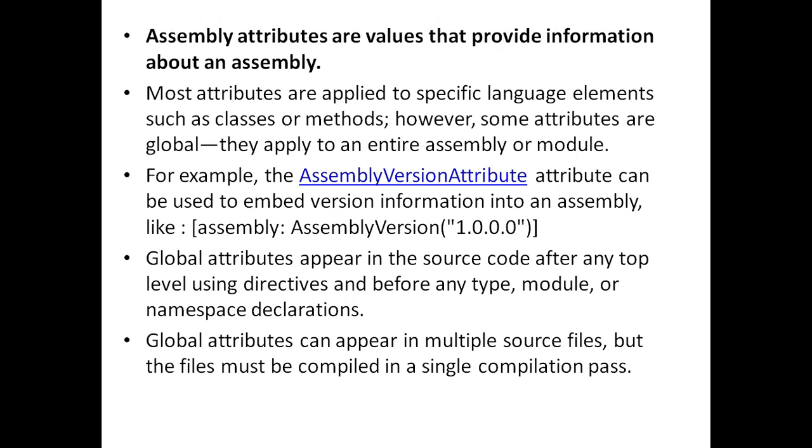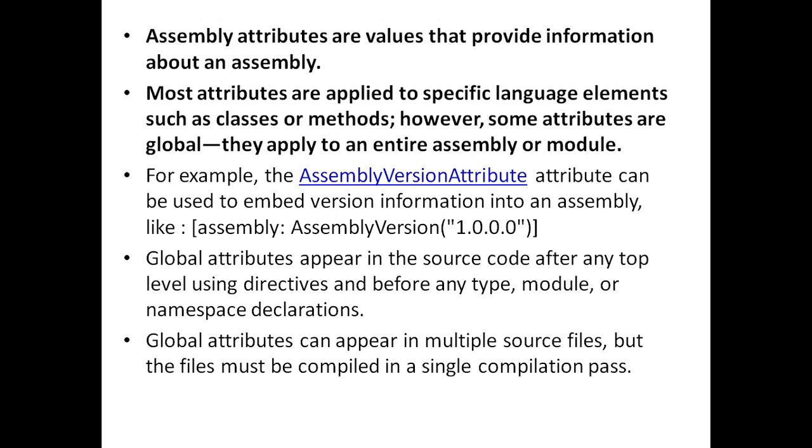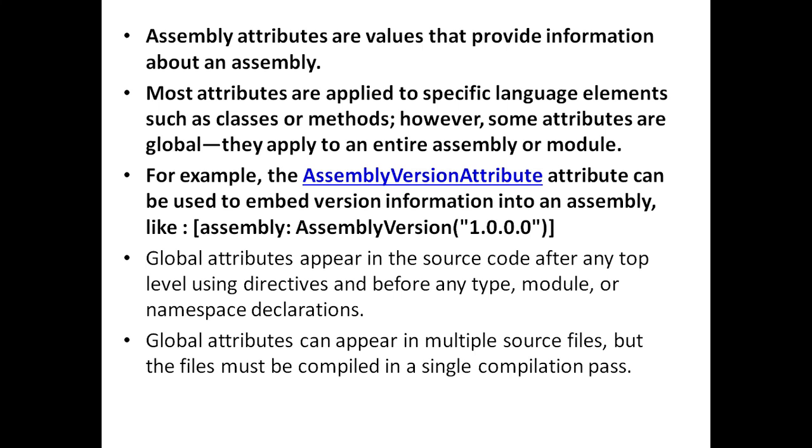Here we will see attributes of assembly. Assembly attributes are the values that provide information about an assembly. Most attributes are applied to specific language elements such as classes or methods, but there are some attributes that are global. They are applied to the entire assembly or module. For example, assembly version attribute can be used to embed version information into an assembly.